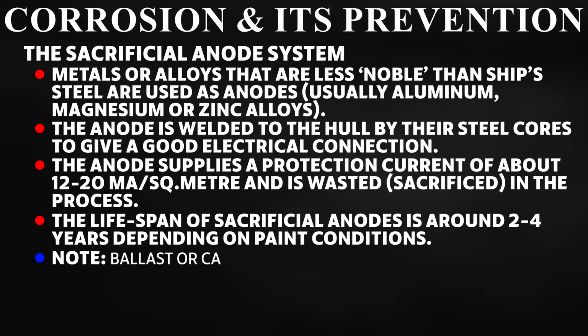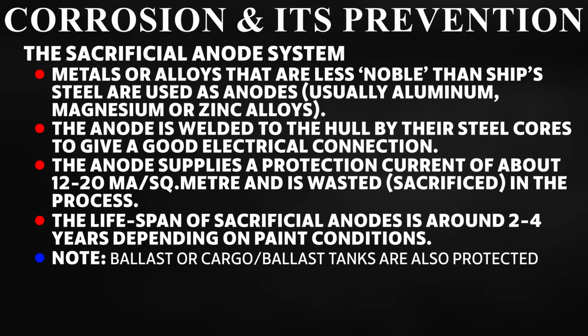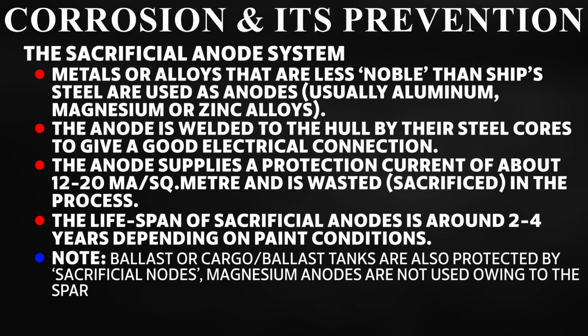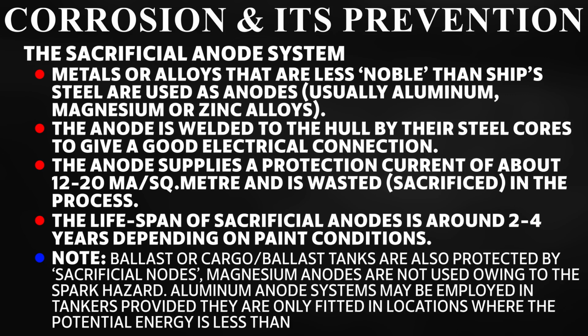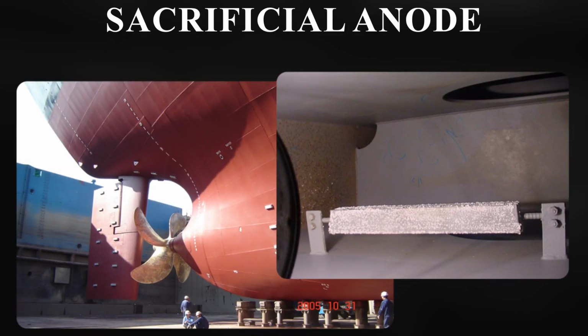Note: ballast or cargo/ballast tanks are also protected by sacrificial anodes. Magnesium anodes are not used owing to the spark hazard. Aluminum anode systems may be employed in tankers, provided they are only fitted in locations where the potential energy is less than 28 kilograms. Sacrificial anode.